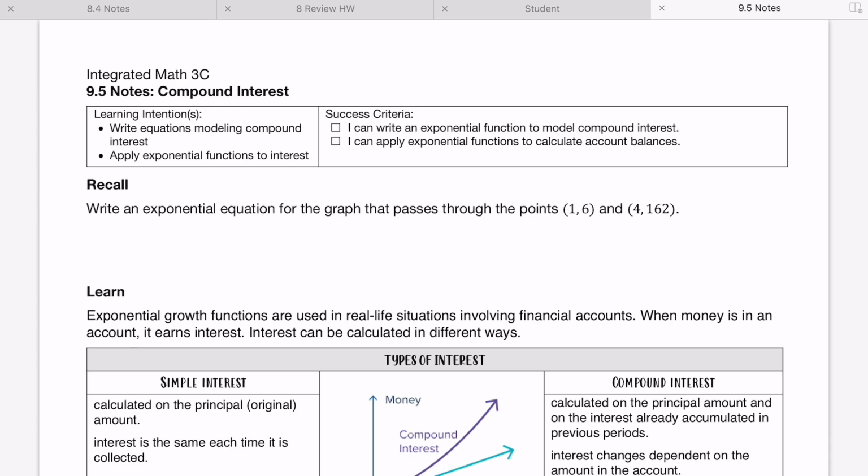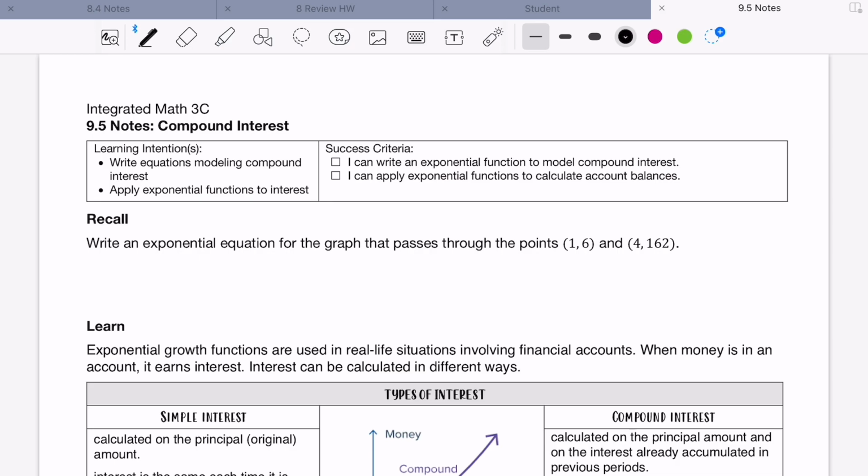Alrighty, in today's lesson, we're doing compound interest. Our success criteria for today is that we can write an exponential equation to model it, and that we can also apply exponential functions to calculate account balances. So we're going to go ahead and skip the recall for today. So I'm just going to write skip on that.